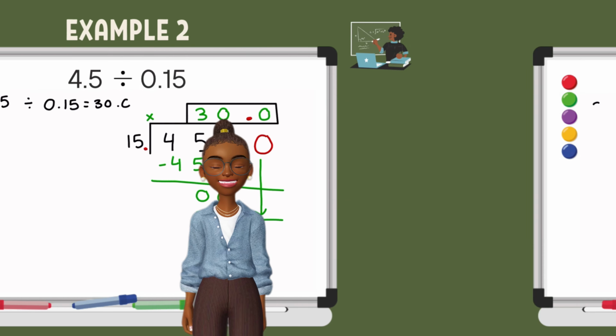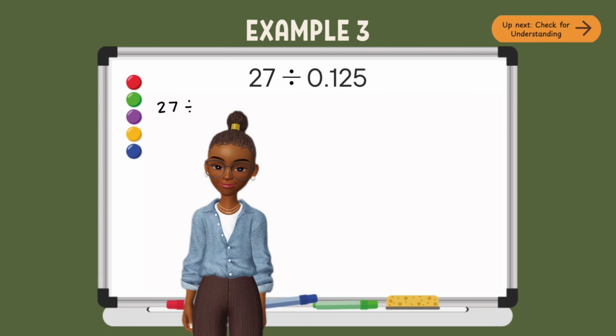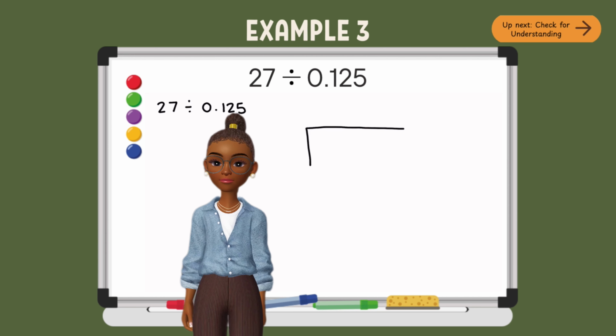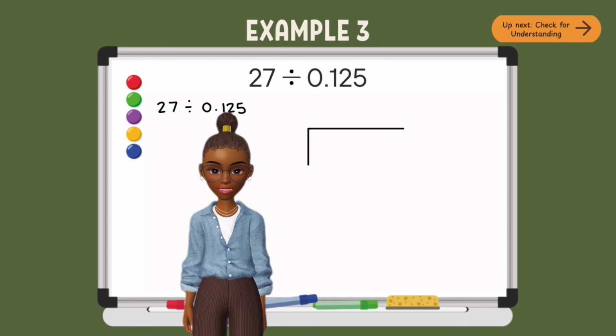Example 3, last example of this lesson. Be sure to pay attention because check for understanding is next. Now here's our final challenge, dividing a whole number by a decimal. We have 27 divided by 0.125.